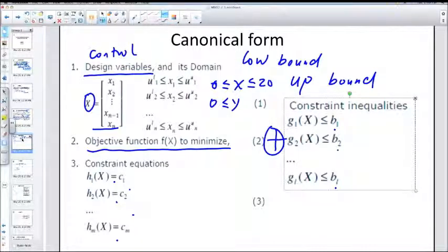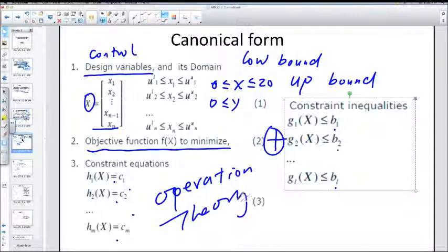So the canonical form has 4 components: the design variables with the upper limit and the lower limit, the objective function, the constraint equations, and the constraint inequalities. And that pretty much covers all optimization problems. And this field usually is called operations theory. If you go to the financing field, economic field, that's the typical equation you're going to deal with.